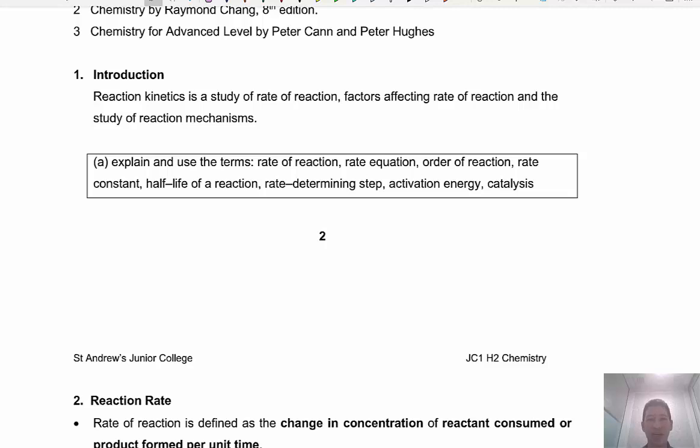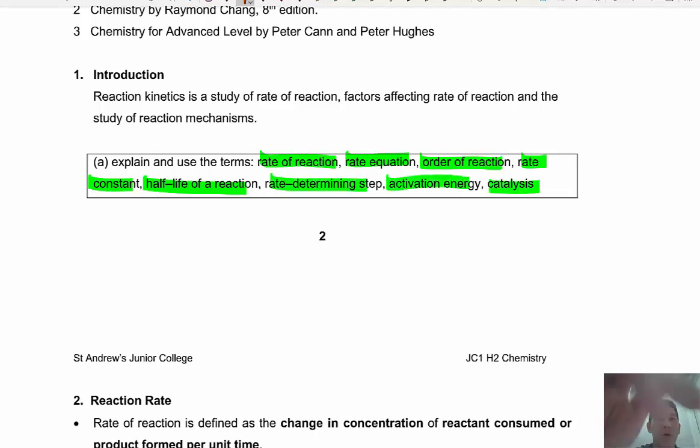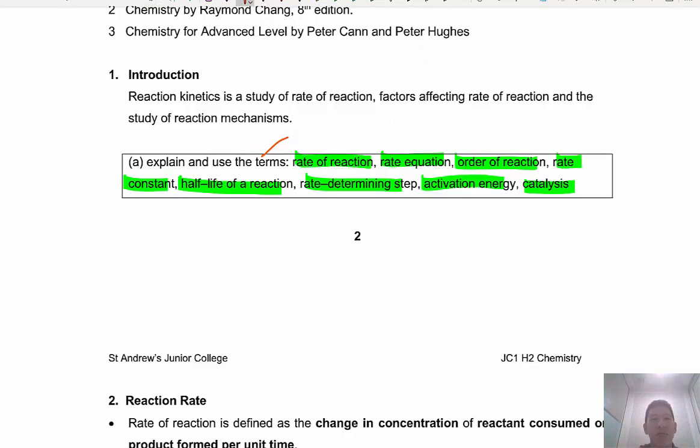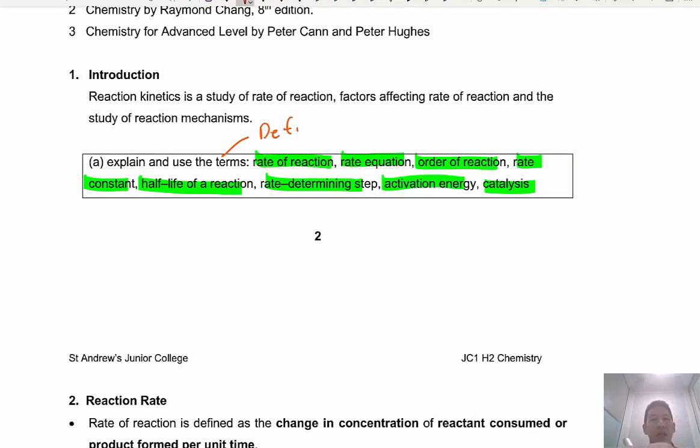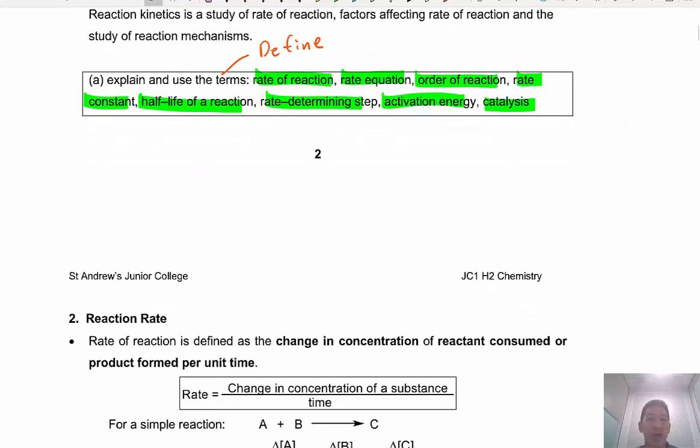How do we make it faster? How do we make it slower? What can we do to manipulate the rate in order to achieve a certain outcome? So the first assessment objective is to explain and use the terms. So you can see all these terms. Unfortunately, for many of them, when we say explain and use the terms, essentially we actually mean define. So for many of these, you need to know their definitions. So in the next part, we will go through some of these definitions.